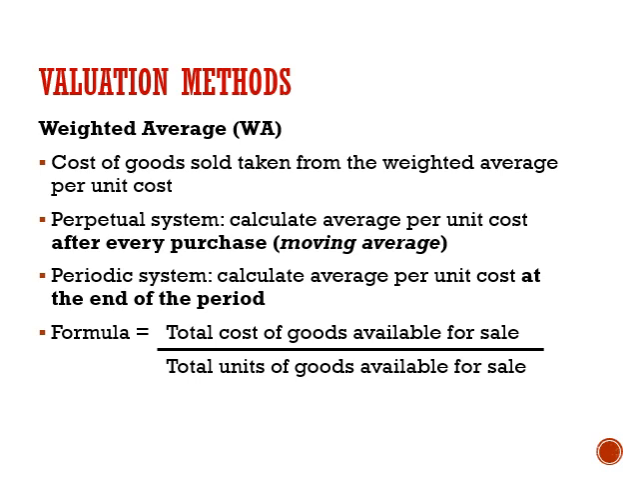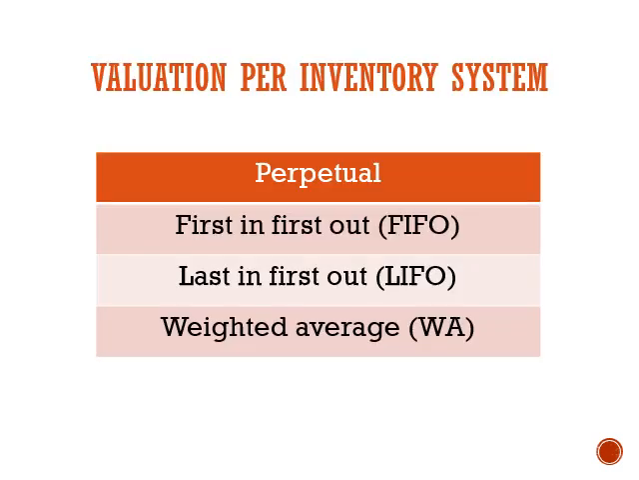The formula for determining the average per unit cost is as shown here. Total cost of goods available for sale, which consists of cost of existing inventory plus the cost of newly purchased inventory, we divide that with the total number of units of goods available for sale of the existing inventory and newly purchased inventory. Let's look at the valuation methods under perpetual system.